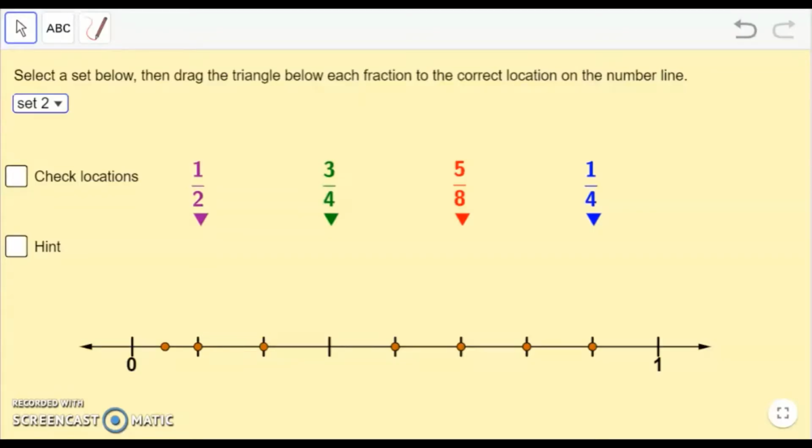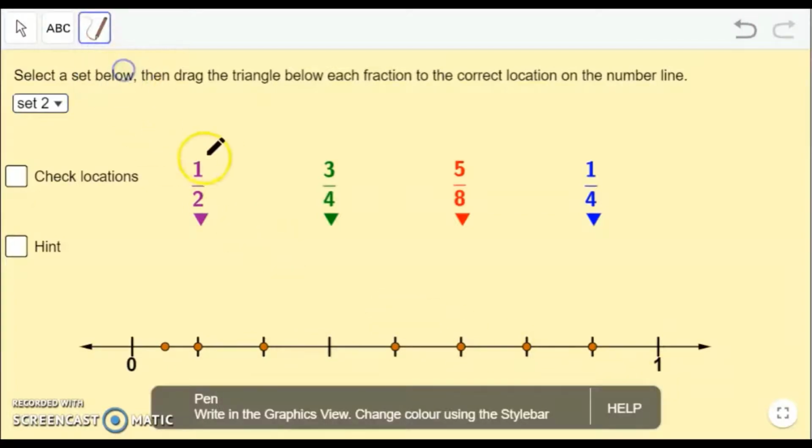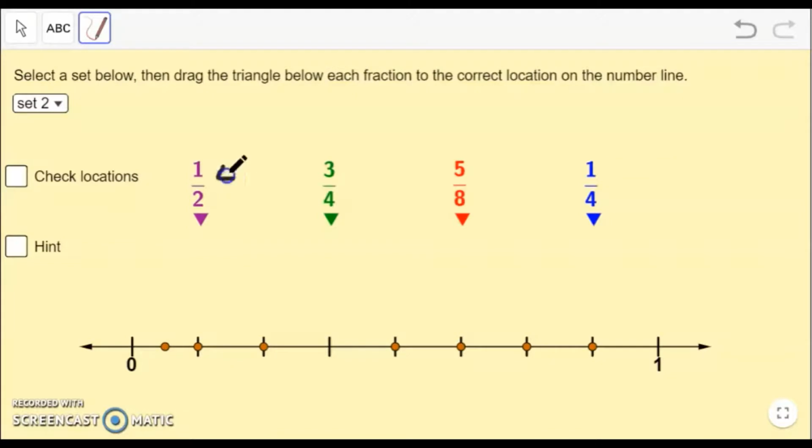So here we could try and compare some fractions. When I look at this number line here, we have, ignoring this little dot here, 1, 2, 3, 4, 5, 6, 7, 8 divisions. So these are eighths. So I need to think of my fractions in terms of eighths. This, I need to multiply top and bottom by 4. 2 4s are 8 and 1 4 is 4. So a half is the same as 4 eighths.